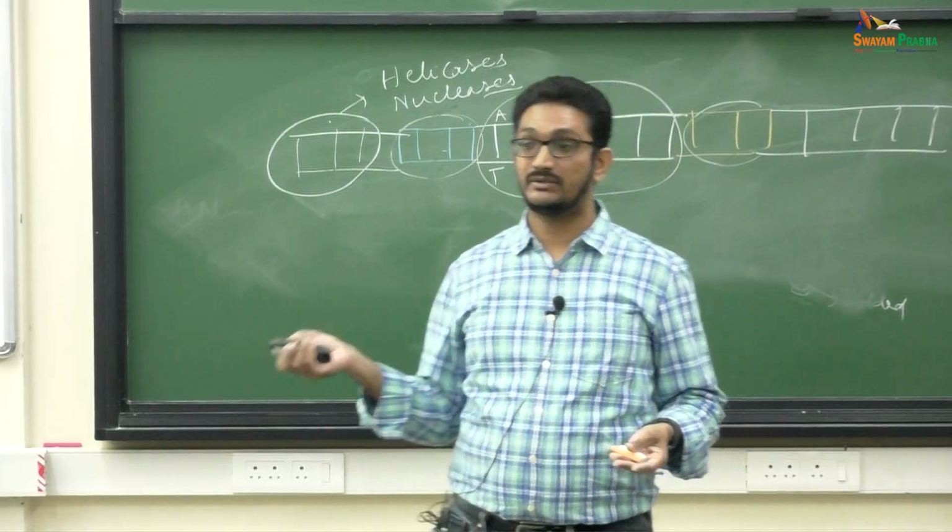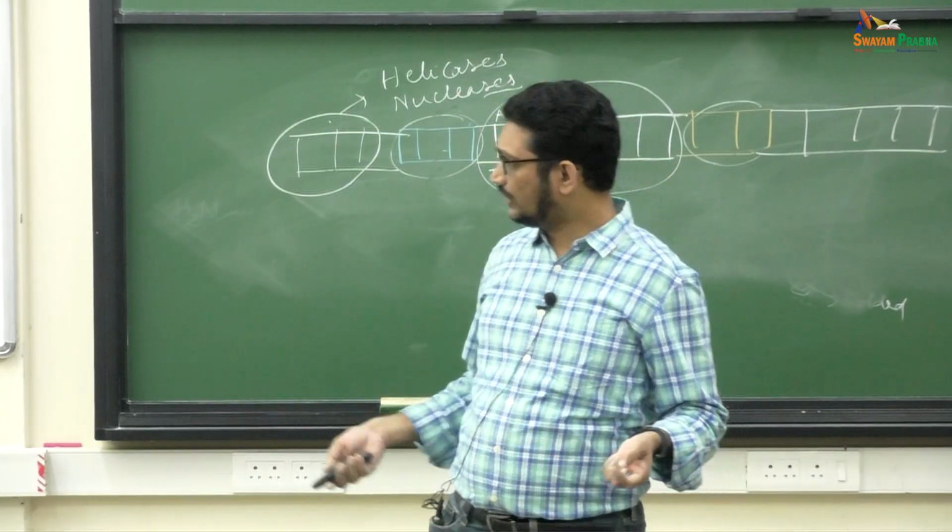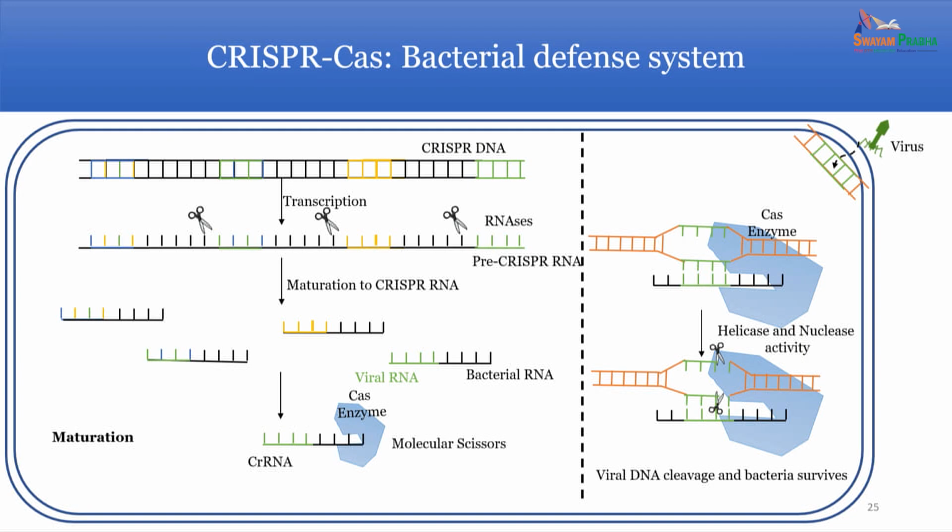Now how is this being used for gene therapy? One thing that you should remember is, you could ask me, there is a CRISPR DNA, right? I said it is transcribed into RNA and this complex is stored in the form of RNA. Why do you think it has to convert from DNA to RNA and store it in the form of RNA? Why can't it just store it as DNA, right?